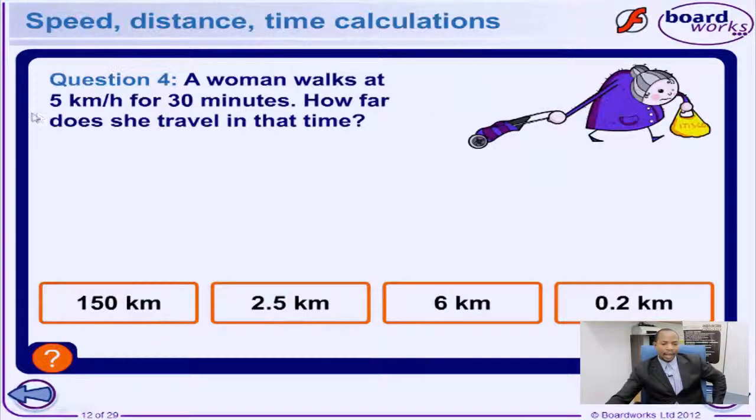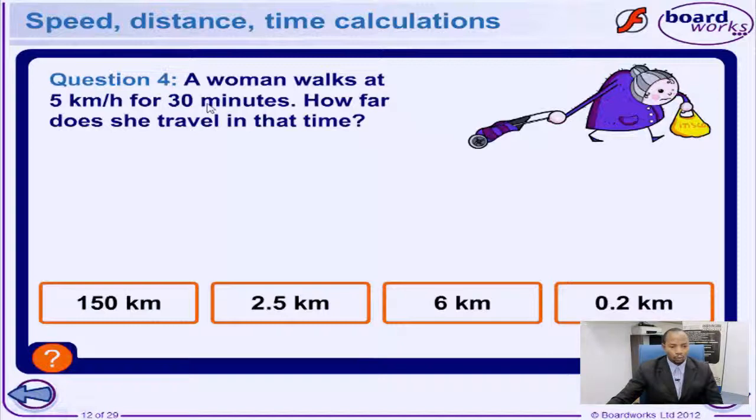A woman walks at 5 kilometer per hour for 30 minutes. How far does she travel in this time? Now, if you take a look at this question, the speed was given to us. 5 kilometer per hour is the speed, and the time was 30 minutes. So what we need to do is to convert this time to hour, because the speed is in kilometer per hour. So we just need to convert this time to hour.